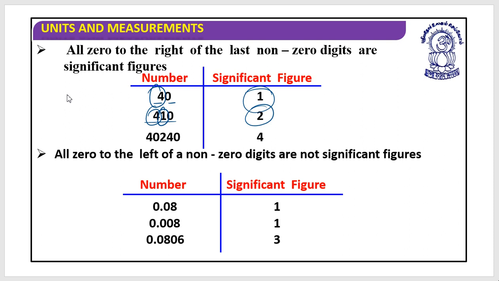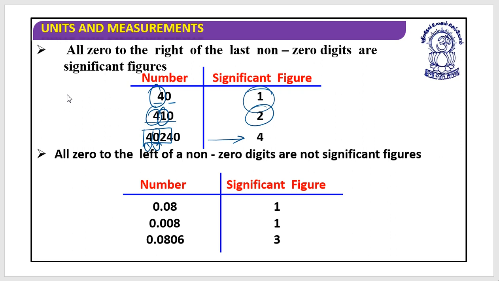Here this 0 is being protected by 4 and 2, so it is significant. So only the significant digits would be this much only, 4024. So it is having only 4 significant figures. Can you get it? Okay, let's move to the next.